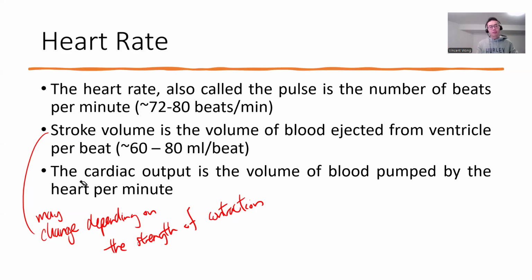Finally, we have something called the cardiac output. Cardiac output is the product of heart rate and stroke volume. So, for example, we can write cardiac output equals heart rate multiplied by stroke volume.